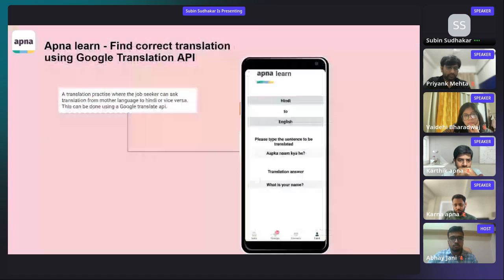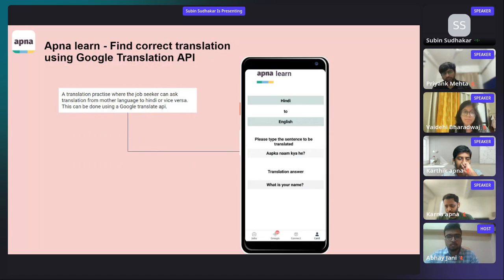The next is a translation API. So here, the candidate can choose the language in which he wants to write and the translation for which he wants. There are many sentences for which he wants a translation, right? For which he wants to know what the meaning is. So for this, we can integrate a translation API. And this is something where the candidate can learn on his own.